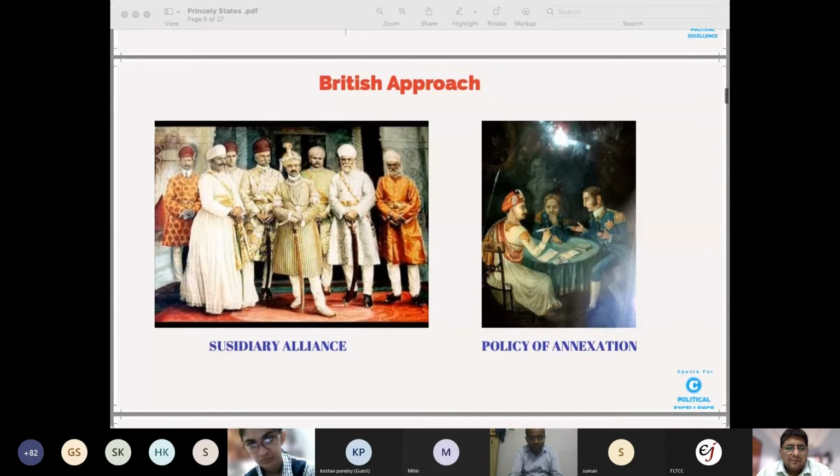Now, going back a little bit in the history of British conquest of India, if you look at the British expansion, it was characterized by the coexistence of two approaches. The first approach was the policy of annexation.